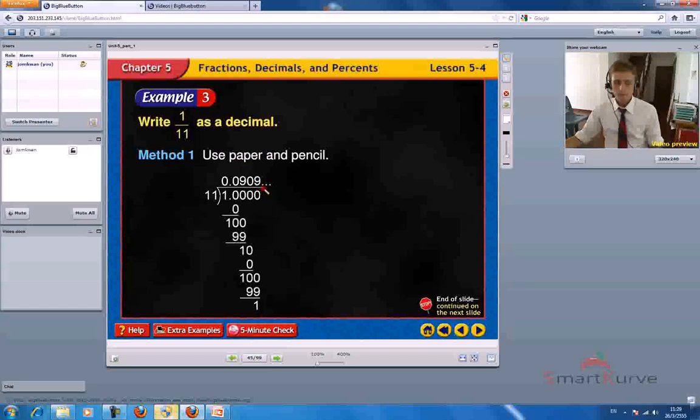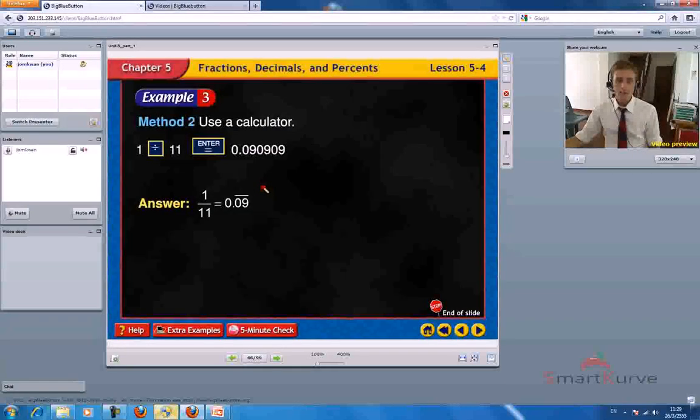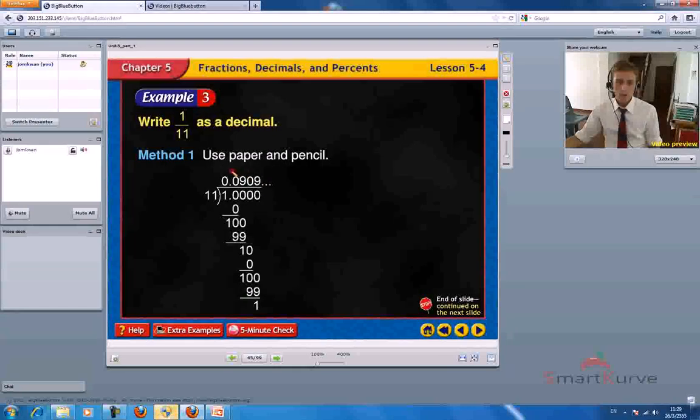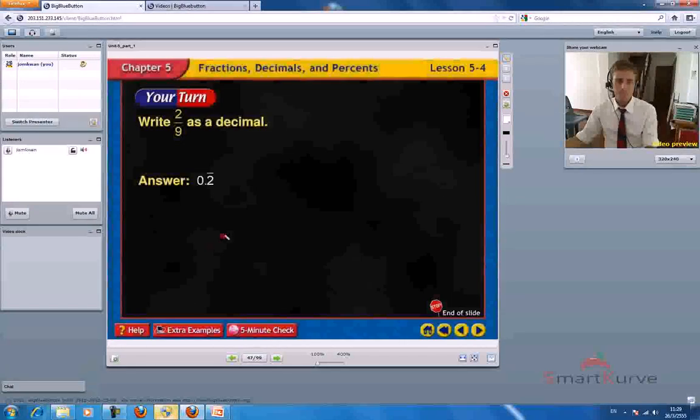Use paper and pencil for 1 over 11. 11 into 1, you find it, 0.0909. You're always going to have a remainder of 1. It's not evenly divisible, so you then can put a dot, dot, dot, or use a calculator. This line over the top means that it is repeating.